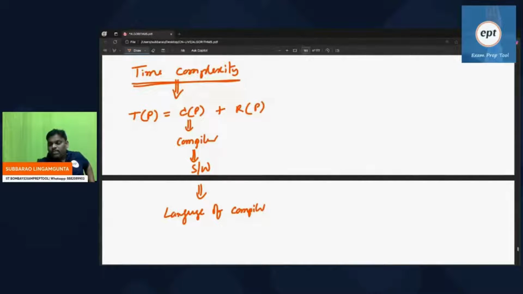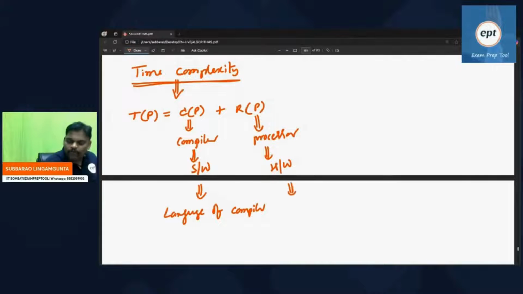Compile time is based on the compiler, which is a software, which is nothing but the language of the compiler matters. If the language of the compiler is a faster one, compile time is less. If the language of a compiler is slow, compile time is more. So concentrate. Next one, running time of your program is based on the CPU, the processor. Remember, the processor is hardware.